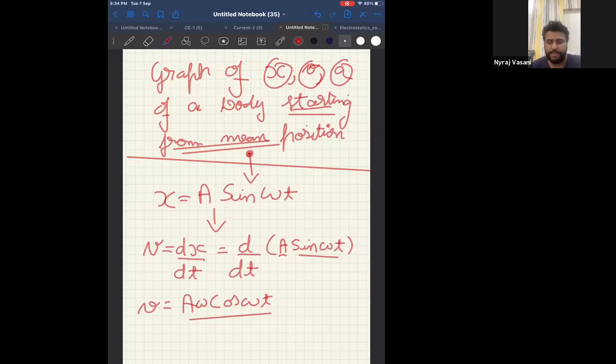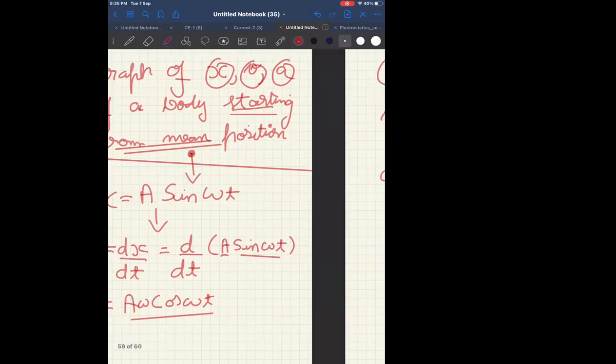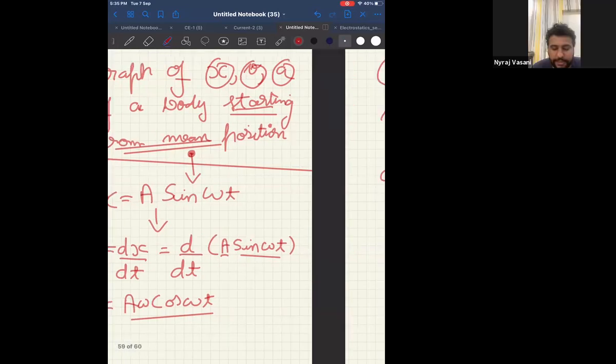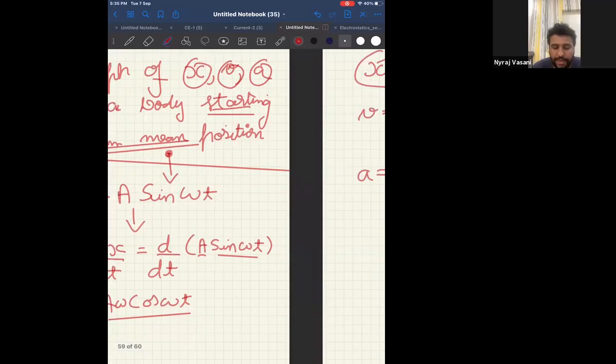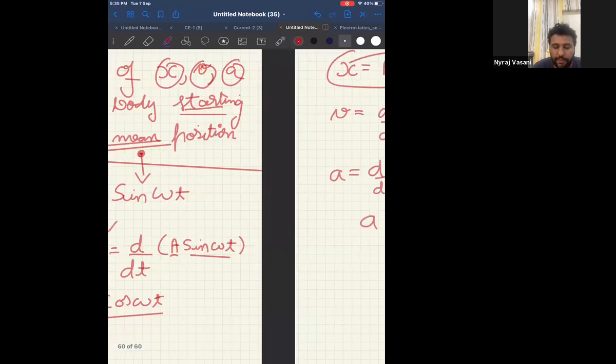The graph of displacement, velocity and acceleration of a body starting from the mean position. Can I do it again? Can I show all three differentiations again? And I'll tell you one shortcut also. Okay. Now please look at this. X is equal to A sine omega t.